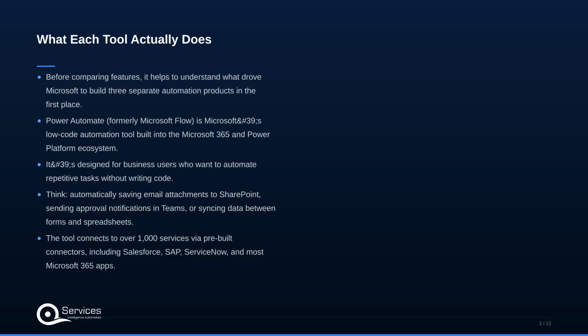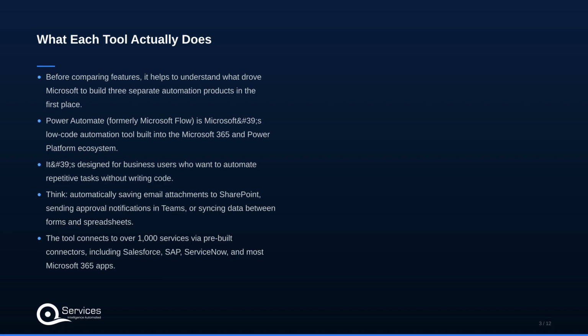Power Automate is Microsoft's low-code automation tool built into the Microsoft 365 and Power Platform ecosystem. It's designed for business users who want to automate repetitive tasks without writing code. Think automatically saving email attachments to SharePoint, sending approval notifications in Teams, or syncing data between forms and spreadsheets. The tool connects to over 1,000 services via pre-built connectors, including Salesforce, SAP, ServiceNow, and most Microsoft 365 apps. You build flows through a visual drag-and-drop interface that most non-technical users can figure out in a day.